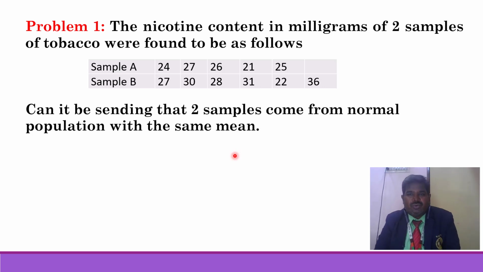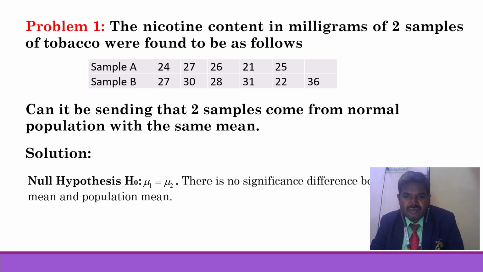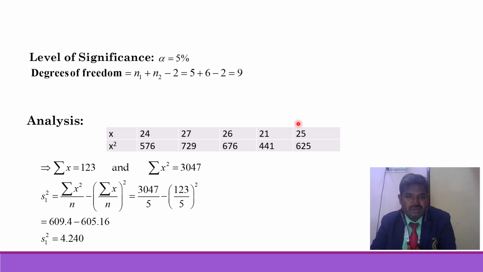So what conclusion can we have? There is no significant difference between the sample mean and the population mean. That is, the two samples have come from the normal population with the same mean. The second problem we are going to see.